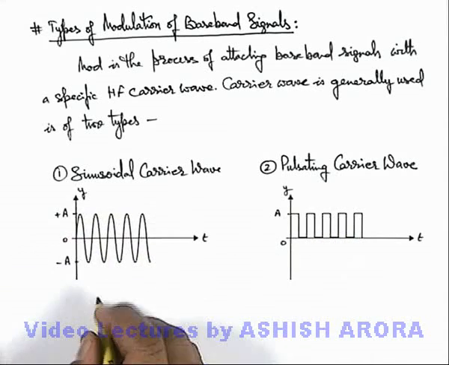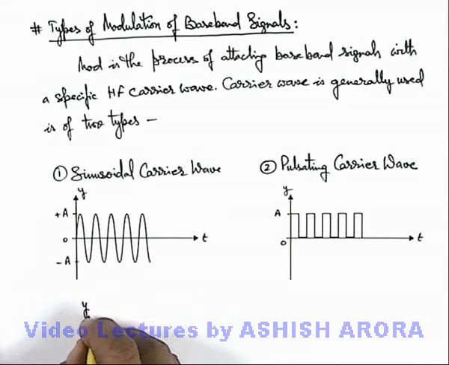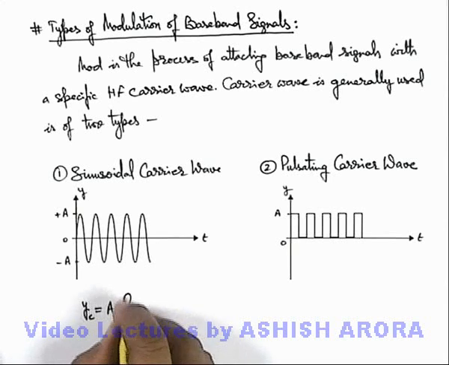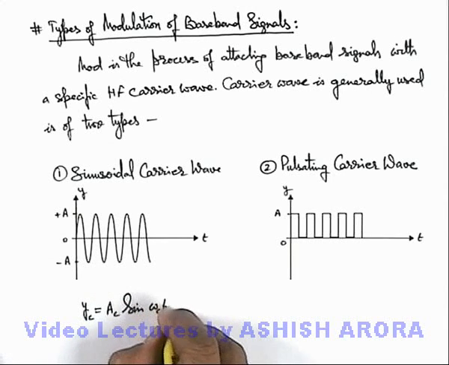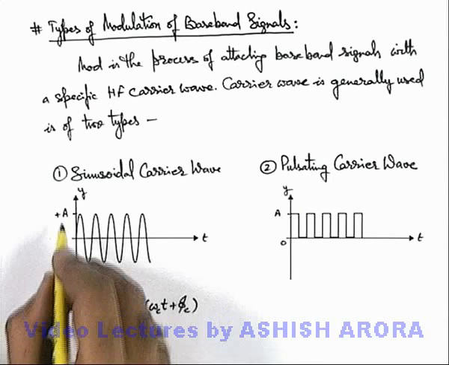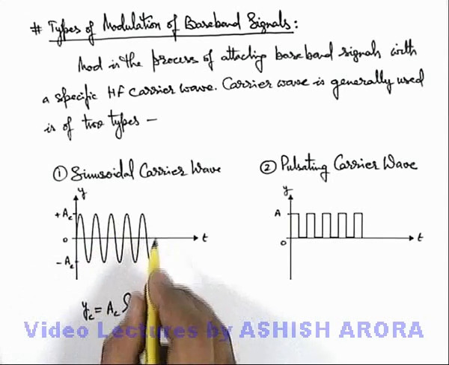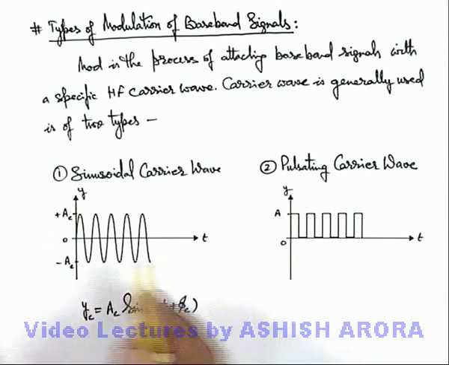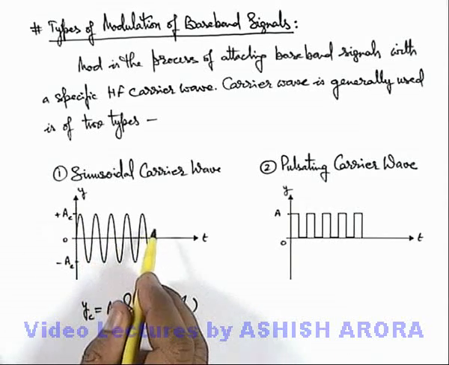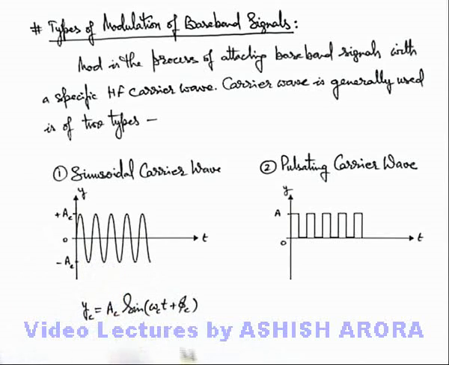In case of sinusoidal carrier wave, we can write that the carrier wave equation is yc equals AC sine of omega ct plus phi c, where AC is the amplitude of this carrier wave, omega c is the frequency of this wave, and phi c is the initial phase. In the graph here, phi c is 0, but it depends on the generator of the wave. The value of phi c may vary in different situations.